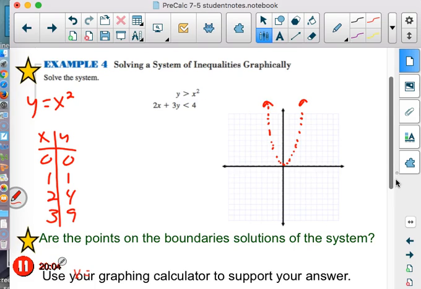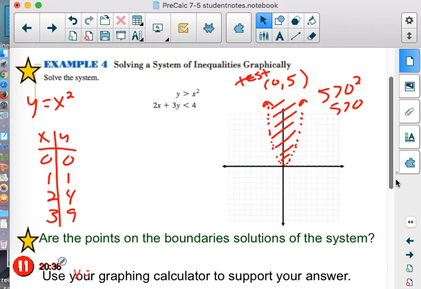Should I use 0, 0 as a test for this one? No, it's on my parabola. So maybe 0, 5. That sounds like a nice small thing to test. All right, so that would make this say 5 is greater than 0 squared. 5 is greater than 0. True? Last time we all checked. World's changing every day, but I think 5 is still greater than 0.